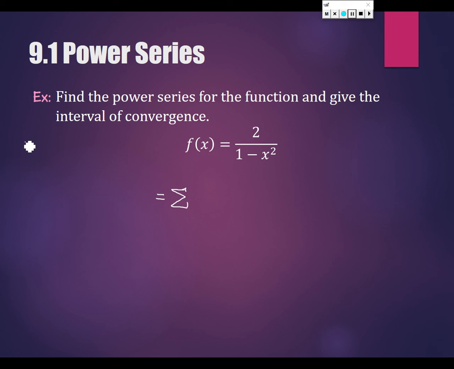So maybe we should say what r is. Here r is just x squared. And if you want to write down what a1 is, I guess you could write that as well. a1 is equal to 2, it looks like.